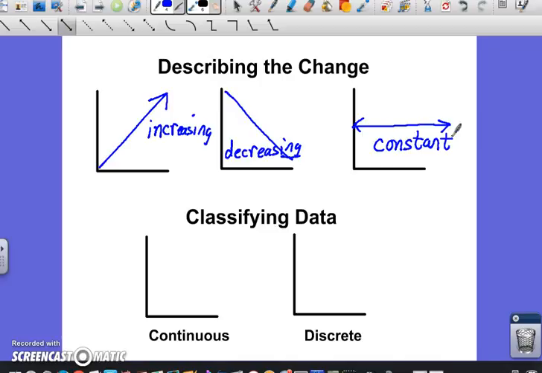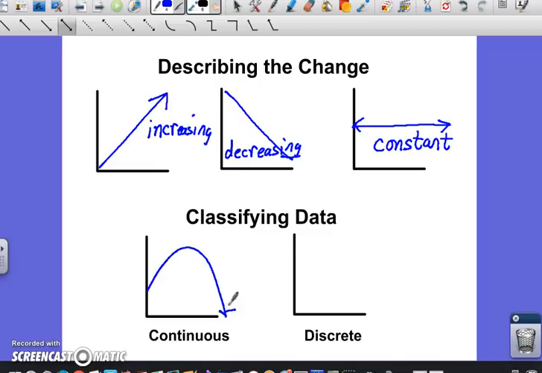Now, next let's talk about classifying some data. There's 2 types of data. When I say data, I mean the information that we're putting on the graph, those points that we're plotting. What type of data are we dealing with? Well, we can deal with continuous data. This just means that this is when we have some sort of line.